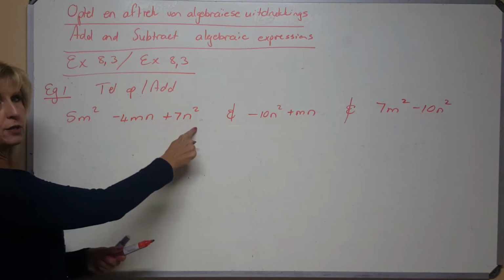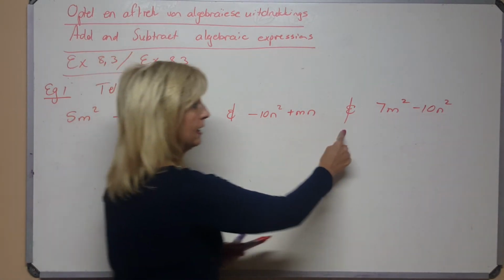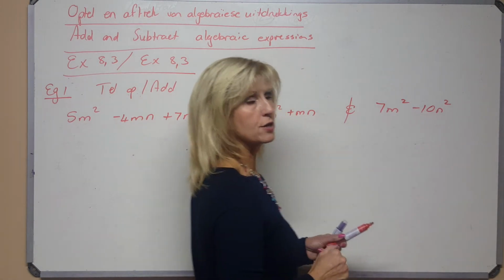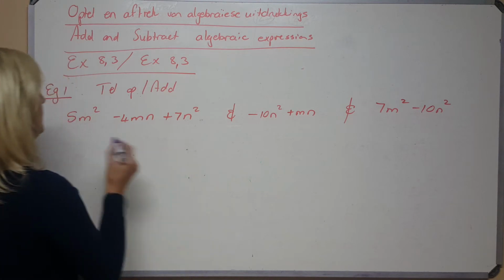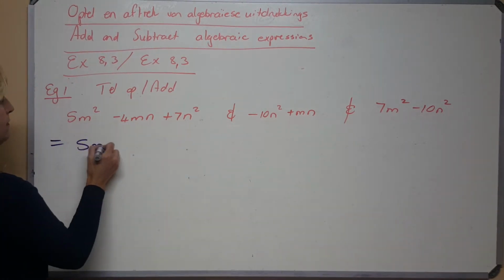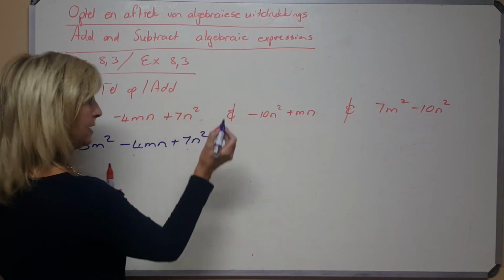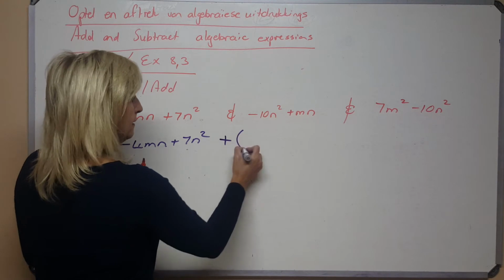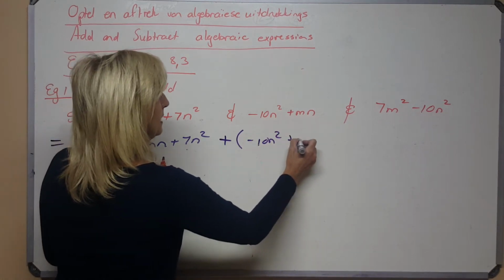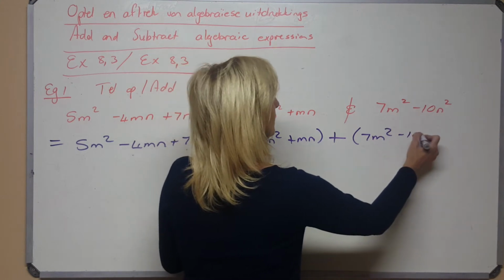This is an expression, dis 'n uitdrukking. En daai is 'n uitdrukking, this is also an expression. And that is also an expression. So they're saying add them together. Logical thing to do is to then say, take the 5m squared minus the 4mn plus the 7n squared. And if you're adding, it's just adding that whole thing. So add the minus 10m squared plus mn and add the 7m squared minus the 10n squared.